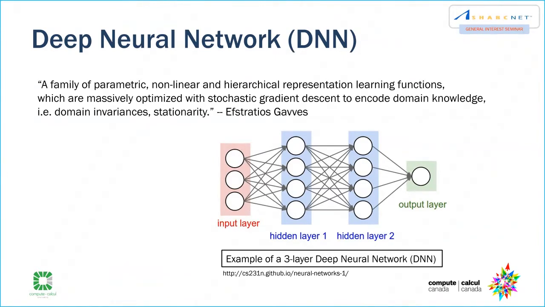So it is a family of parametric nonlinear hierarchical representation learning functions which are massively optimized with stochastic gradient descent to encode domain knowledge, such as domain invariance and stationarity. You can see that there are layers, and we're going to set more layers to handle more factors or variables, and more nodes. You can see the circles as nodes. So more nodes means more factors involved at every layer.